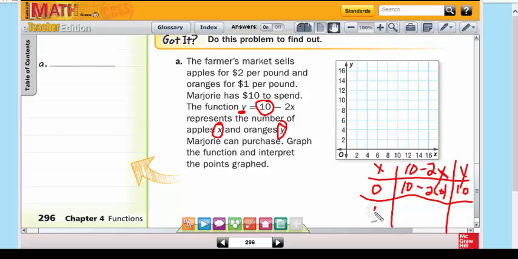We could also put in 1. We'd have 10 minus 2 times 1. 10 minus 2, of course, is 8. Put in an input of 2, and we would have 10 minus 2 times 2, or 6. So we can see that we're going to have 10, 8, 6, etc. So we could plot this as 0, 10, and then we're going to move from that point.